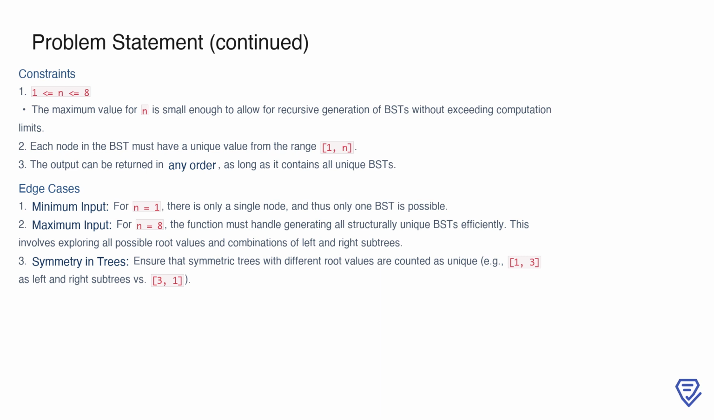For edge cases, the smallest input, n equals 1, results in a single node tree, while the largest input, n equals 8, requires efficiently exploring every possible arrangement of left and right subtrees. It's also important to handle symmetry correctly, so trees with different root values but similar structures are treated as distinct. This ensures that the solution correctly accounts for all unique BSTs.